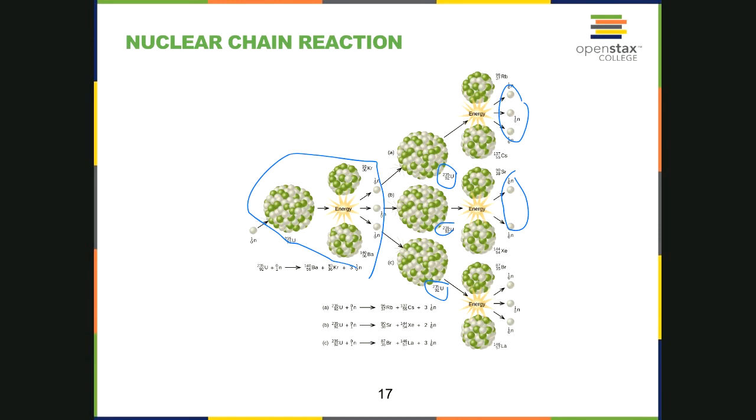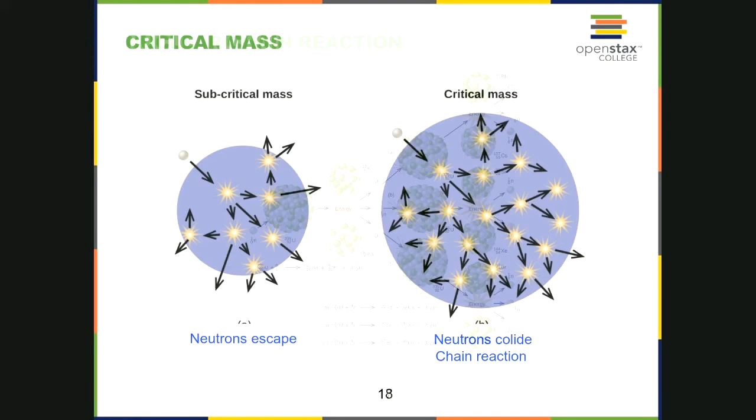And then if we allow those neutrons to continue to impact more isotopes, then this will become a chain reaction. That's what we're going for, a chain reaction that is sustainable. This nuclear chain reaction. So let's go to the next slide, and I'm going to make this smaller.